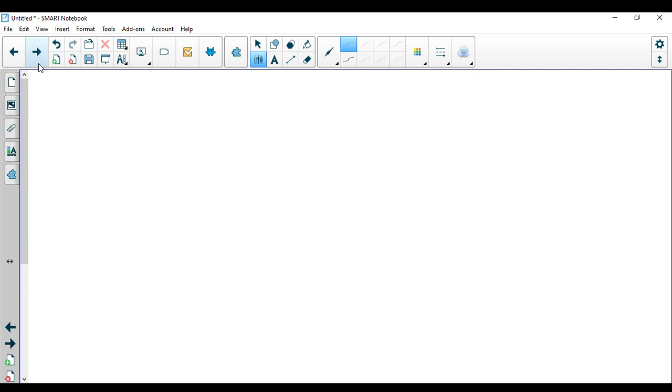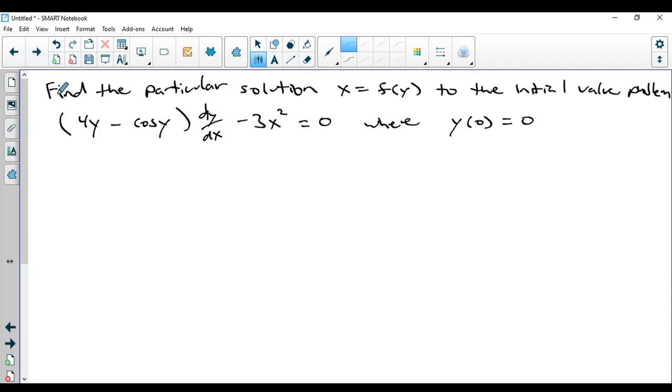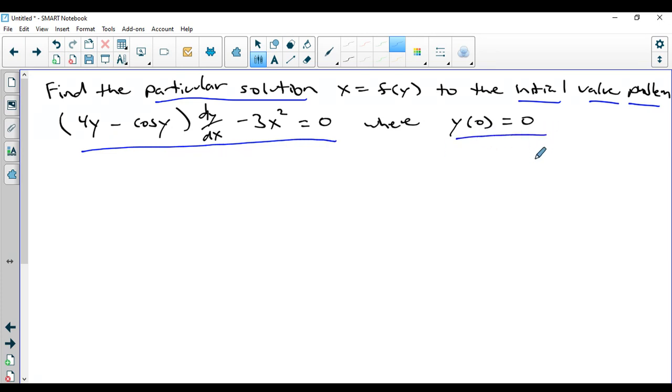All right, here we go. Let's go to the next question. So, rocking and rolling. It says find the particular solution. So here we go again. x equals f(y) to the initial value problem. All that means is you have a differential equation like that guy right there, and then an initial condition.